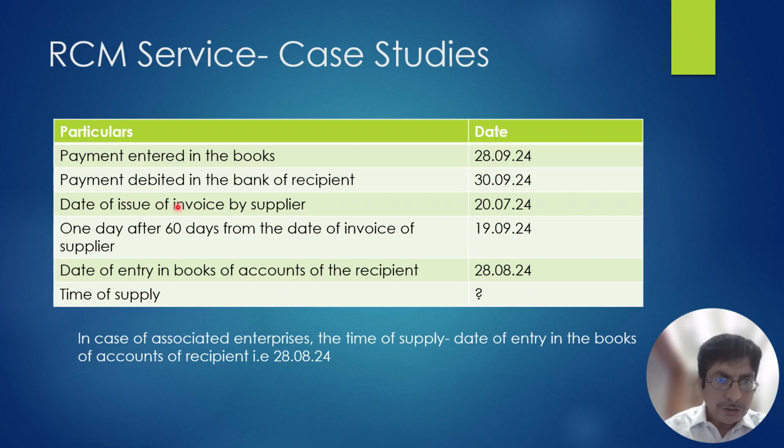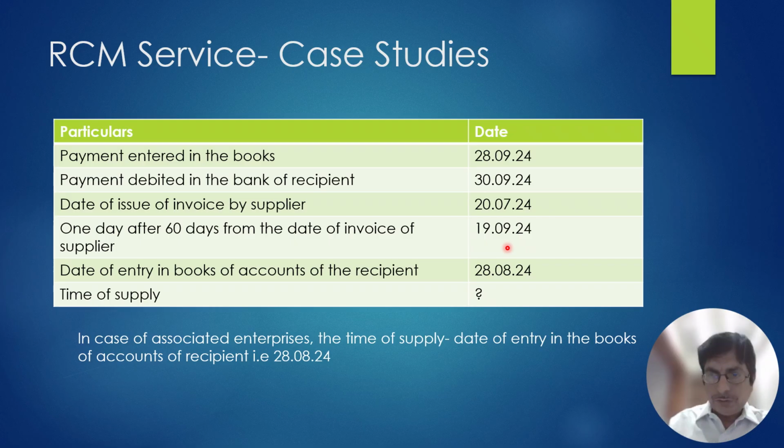In this case, the date of issue of invoice by the supplier is 20 July. So what is the 61st day? 20 July. So 11 days of July, correct? 31 days of August. So total 42 days. Then 18 days of September, which comes to 18 September, 60 days. One day after, so 19 September.